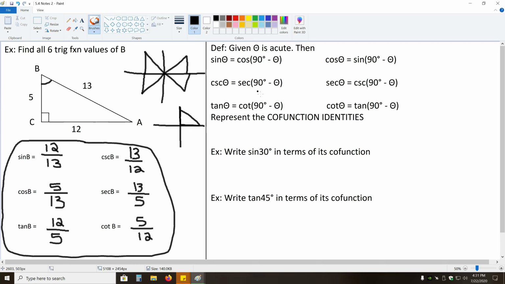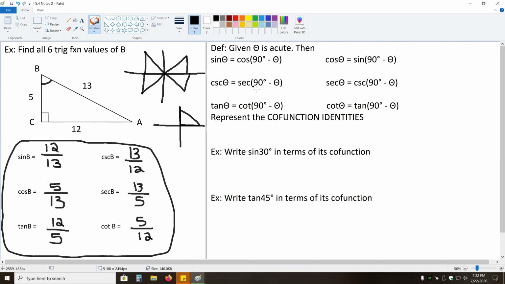We're going to start introducing the major angles that we need to memorize for these trig functions. So before we start really getting into them, we should introduce a definition that says given theta is acute. So remember, acute means it's between 0 and 90 degrees. Given theta is acute, then sine of theta equals cosine of 90 degrees minus theta. And vice versa, cosine of theta is equal to sine of 90 degrees minus theta.